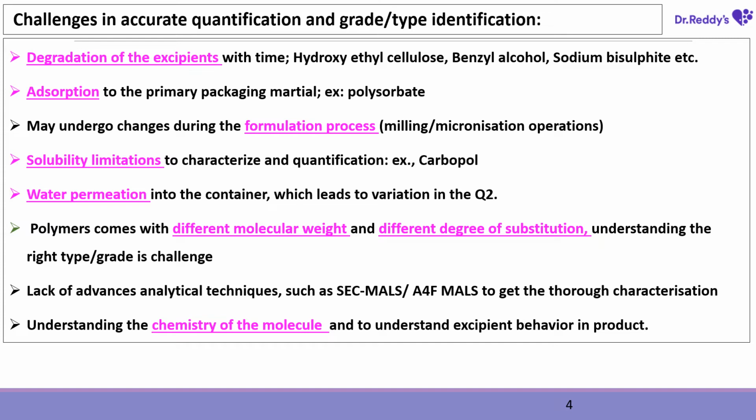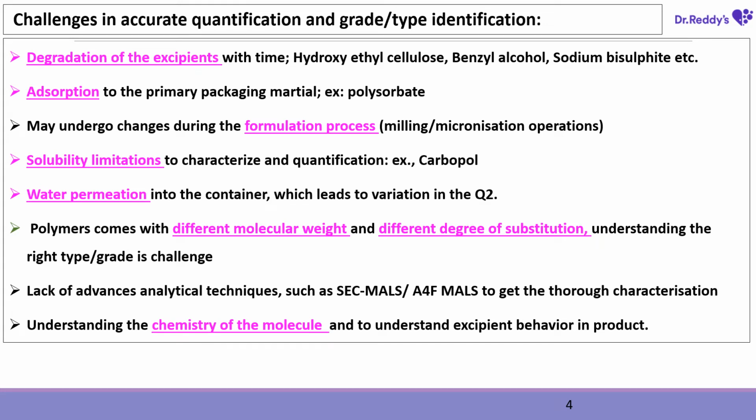Many of the polymeric excipients undergo degradation with time. For example HEC, HPMC, and even a few smaller molecular excipients like benzyl alcohol and sodium bisulfite. Also, some of these critical excipients have a tendency to adsorb on the primary packing material, for example polysorbate, and it's also important to understand its molecular weight, etc. During the formulation process of milling and micronization, it undergoes degradation or changes in the polymer properties. Hence, it is very challenging to understand it.